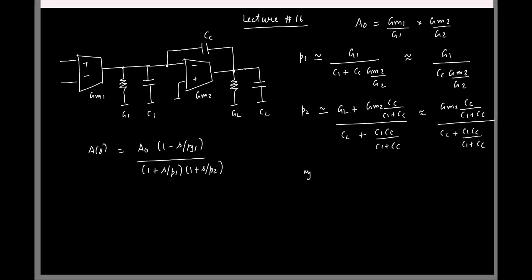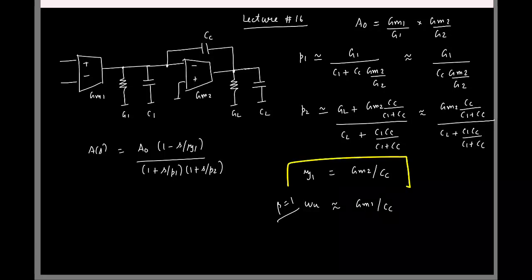And what was the right half plane zero location? That was GM2 by CC. And what was omega U approximately if beta is 1? GM1 by CC. This is assuming beta is 1. For other values, you simply multiply beta. And again, please note, only the expression of the zero is exact. All the others are approximate expressions, including omega U.